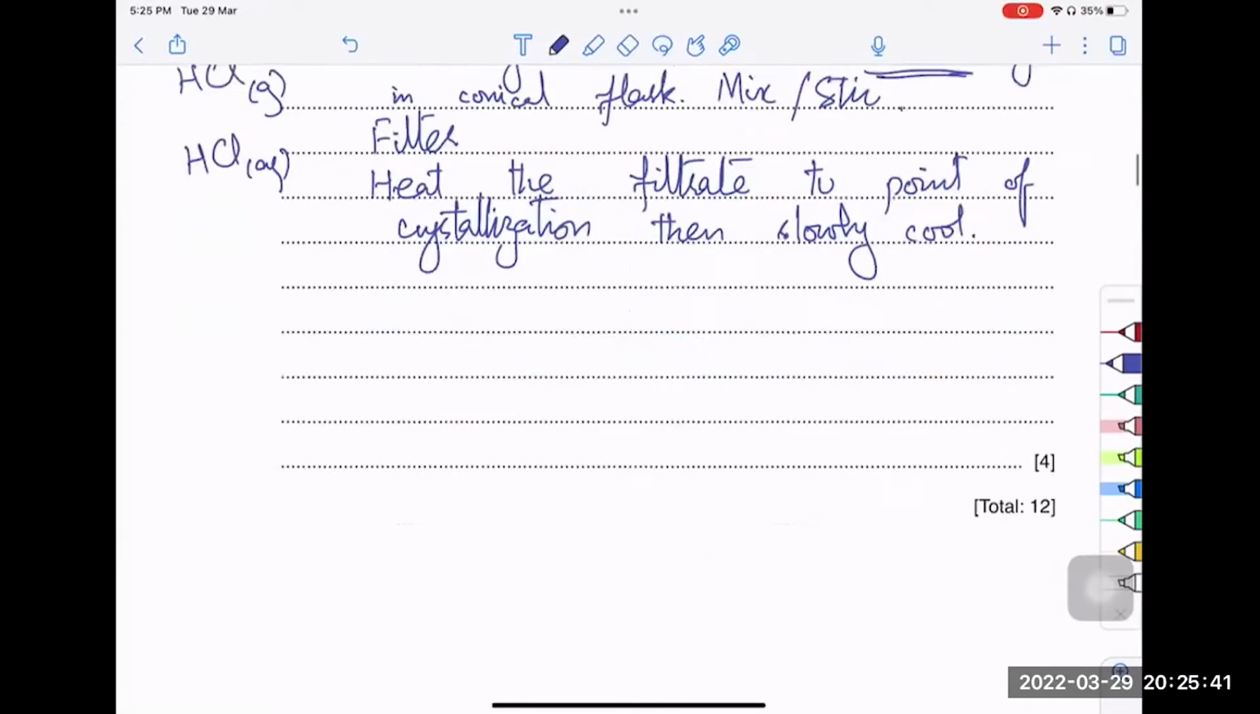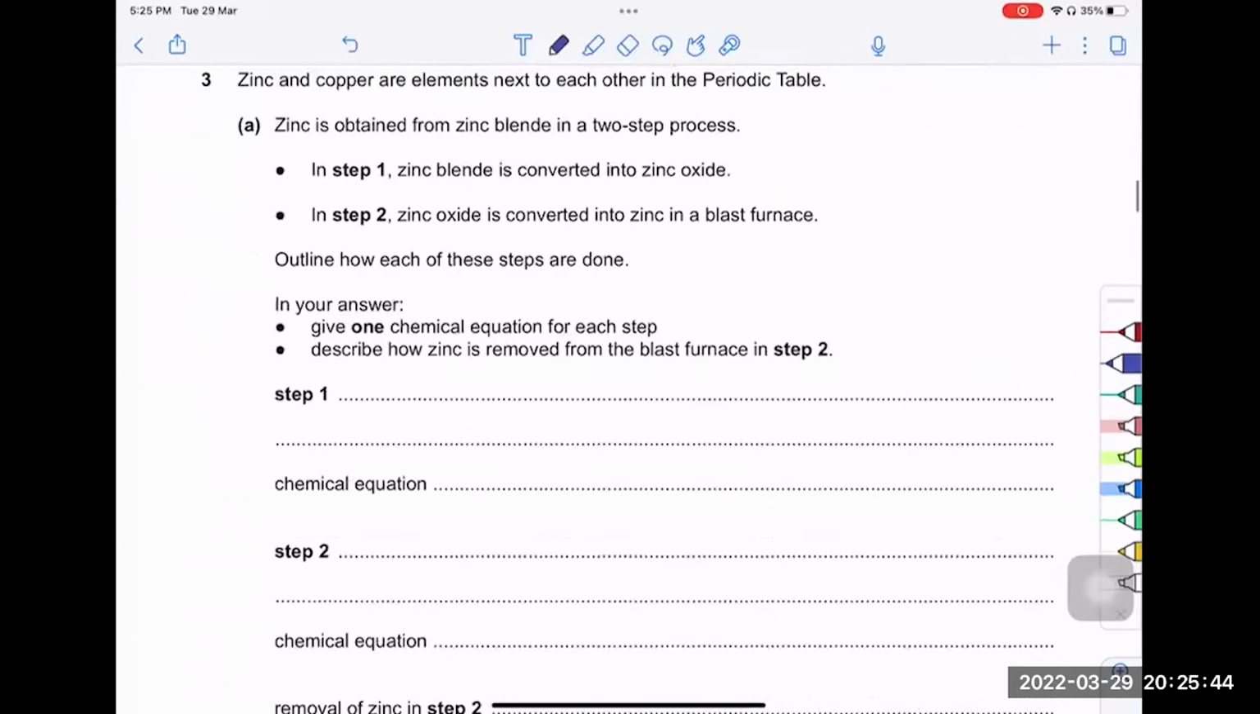Okay? All right. Zinc and copper are elements next to each other in the periodic table. Zinc is obtained from zinc blende. This is only a suitable question for people who study IGCSE. This part may not be relevant to people who take O levels. So what's happening here? Zinc blende is converted to zinc oxide. Okay, so that is called roasting. So we basically roast it so that it converts to zinc oxide. The way it occurs is oxidation.